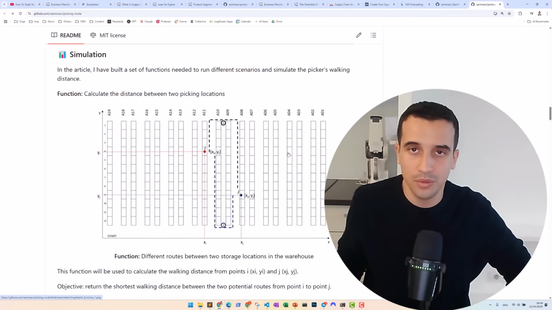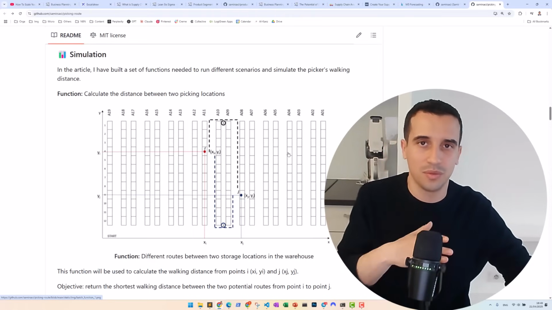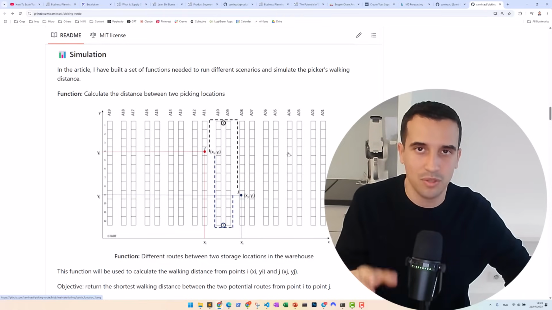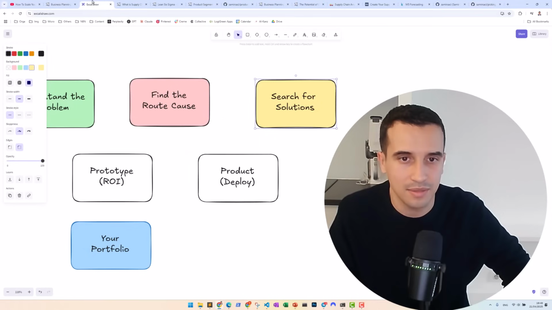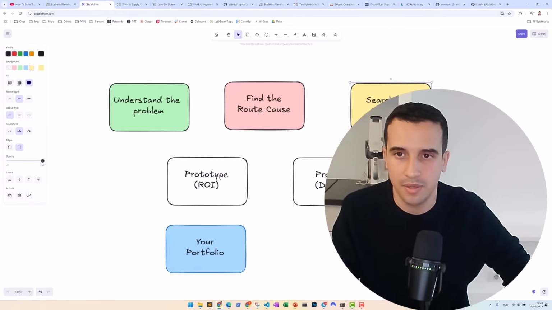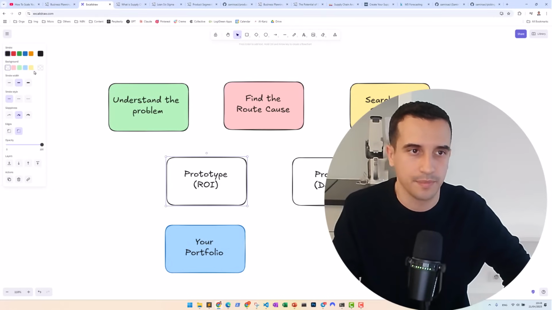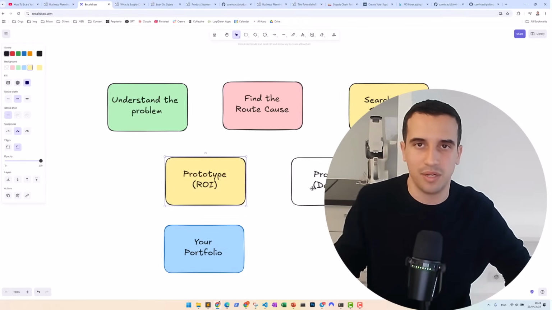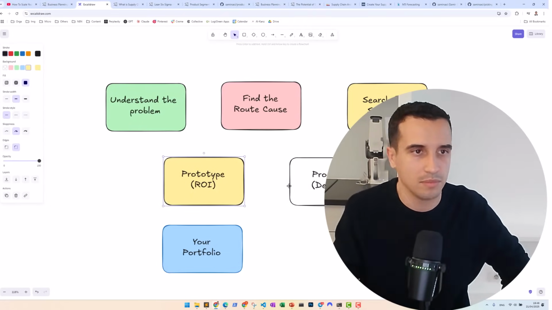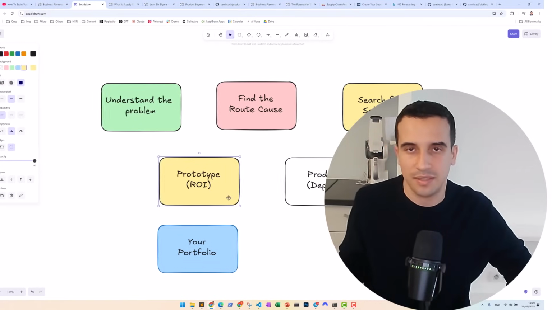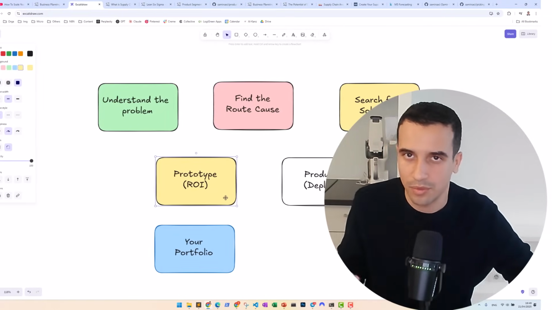So you know that the issue is picking path optimization. You have a tool, you adapt the tool. So that's the third step. You search, you find a solution, then you need to prototype. That's extremely key here, because before deploying a product, you need to show that you made the effort to understand, to estimate if the solution is working.